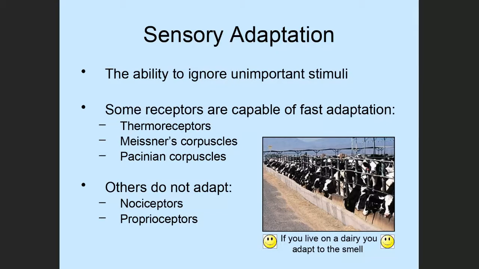So our bodies have the ability to do what's known as adaptation, and that means that a receptor for a particular sensation just stops responding to the sensation so that we're not constantly aware of it and constantly bothered by it if it's something that's not important. Some of the receptor types that we've talked about are capable of fast adaptation. So what that means is very quickly after they're exposed to a stimulus, they stop responding to that stimulus because it's just not important. So thermoreceptors that I mentioned are there to detect changes in temperature in the body would be a good example of this.